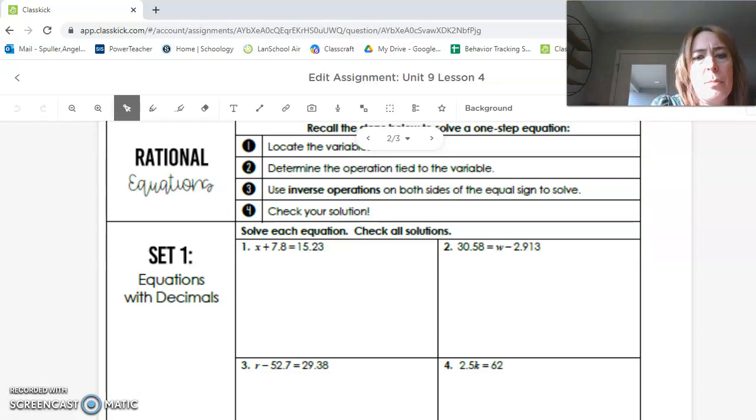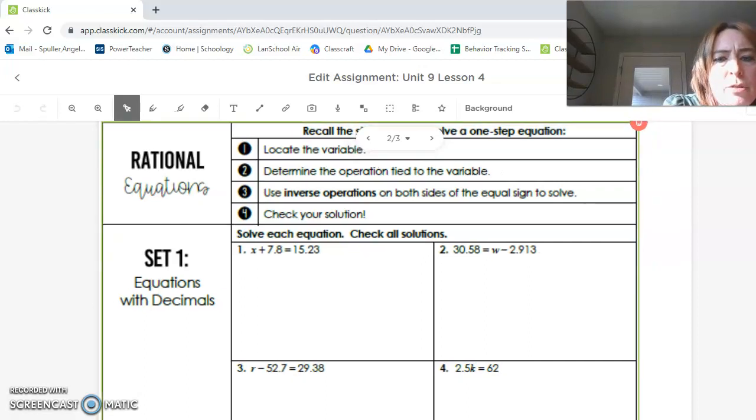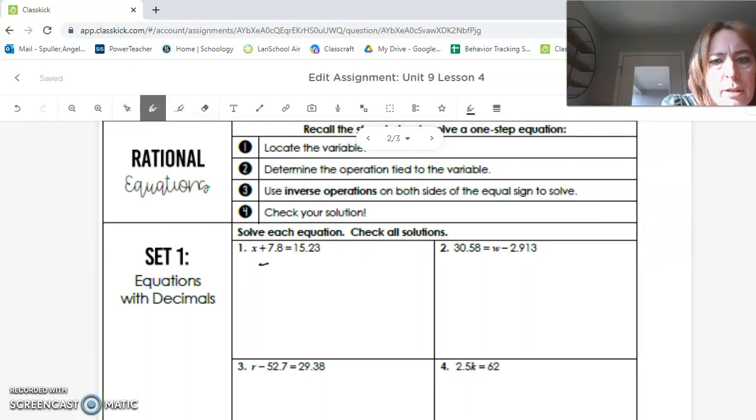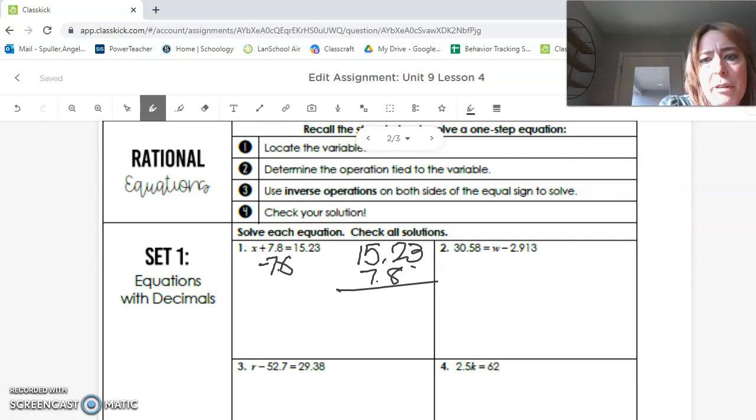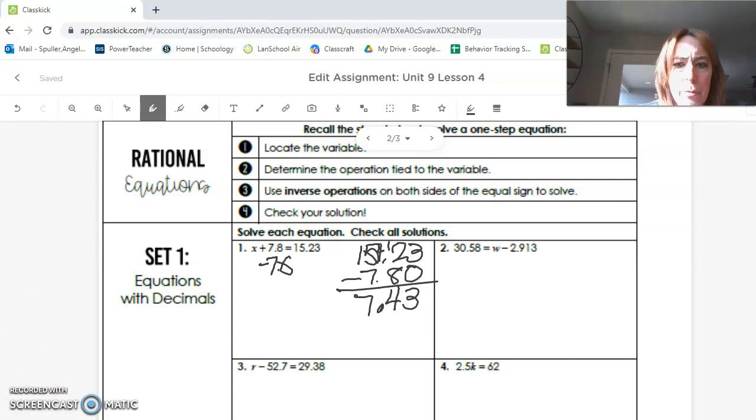So here we have x plus 7.8 equals 15.23. So we're going to subtract 7.8, and I'm going to do this over here so it's a little easier. 15.23 minus 7.8. Remember, there's that hidden zero. So we are subtracting because here we added. 3 minus 0 is this. Borrow from here. 12 minus 8 is 4. Bring my decimal down. So now I have 14 minus 7. So my answer's there.